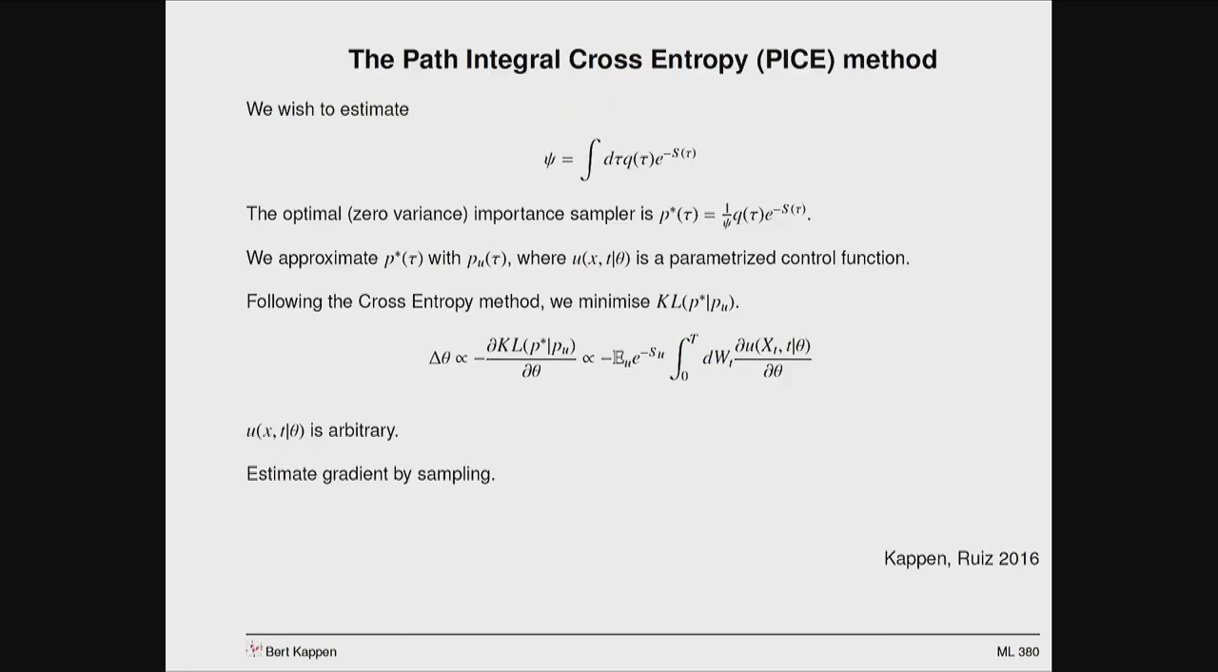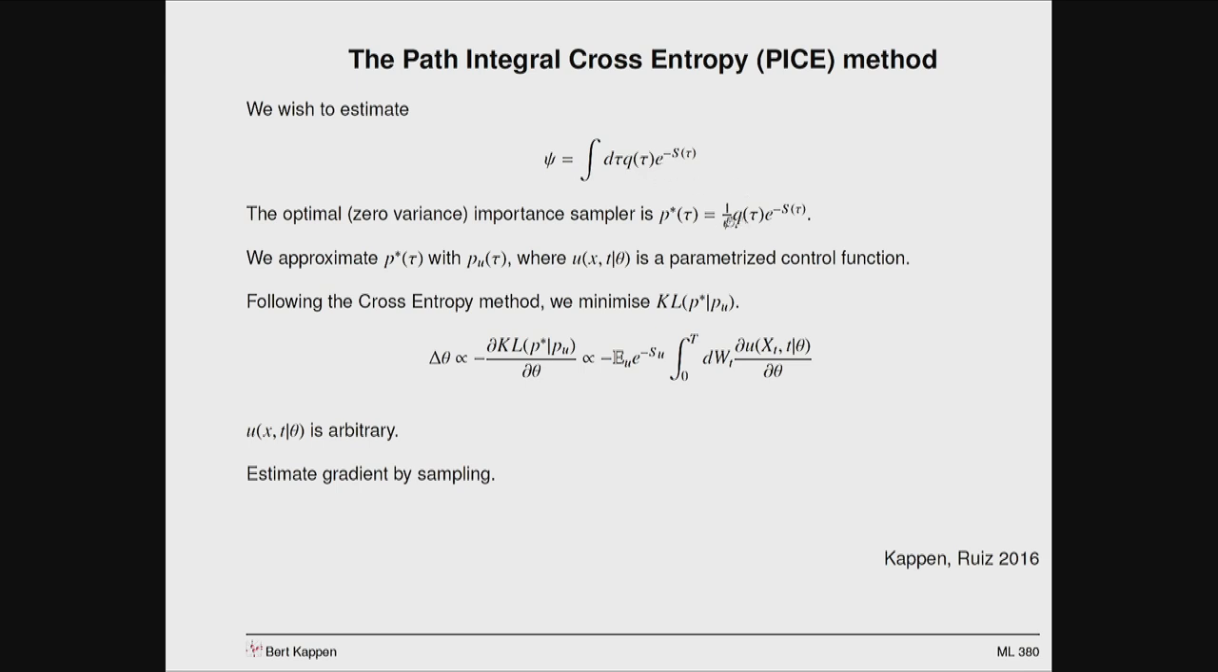So I told you that if you have a better controller, you can sample better. But now, of course, we need to find a better controller, and we have to parameterize that, so learn that somehow. And so this is what we can do. Here we have our estimation problem, and we know that the optimal importance sampler is this optimal control distribution. It's the argument renormalized, and the normalization constant is intractable. This is the same as what I showed before for this very simple Gaussian example.